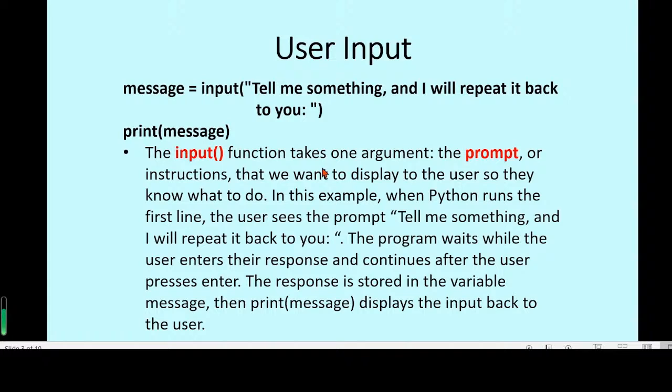So the input function takes one argument, the prompt or instructions that we want to display to the user so they know what to do. In this example, when Python runs the first line, the user sees the prompt, tell me something, and I will repeat it back to you. The program waits while the user enters their response and continues after the user presses enter. And the response is stored in the variable message. Then print message displays the input back to the user.